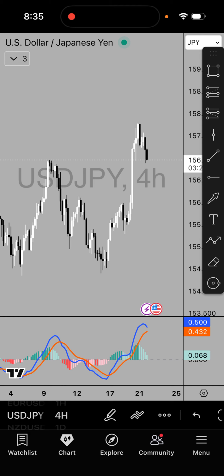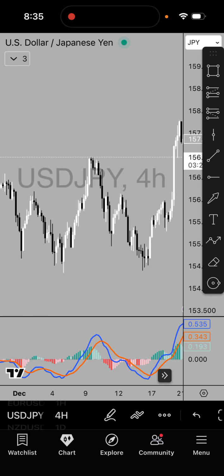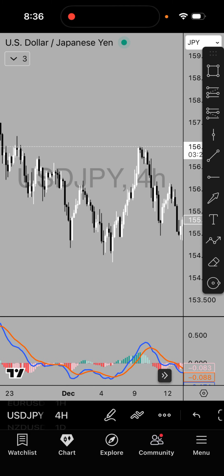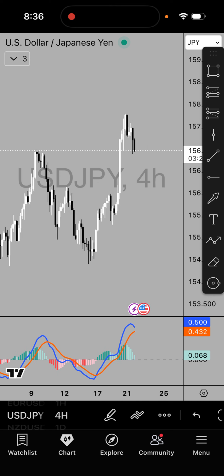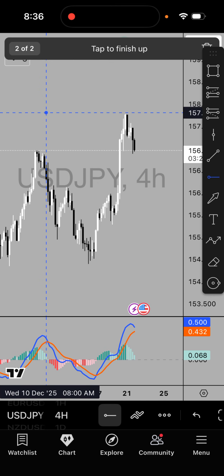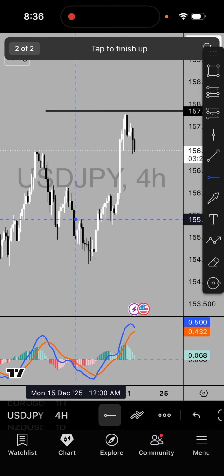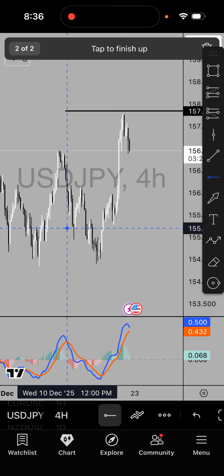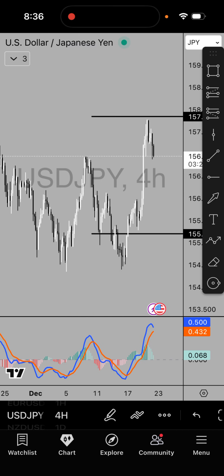All you need on the higher time frame, because the higher time frame is king, you are going to want to mark the highest point in price. So boom. And then you're going to want to mark the lowest point in price. So that was not the lowest point. You're going to want to go there. Boom.